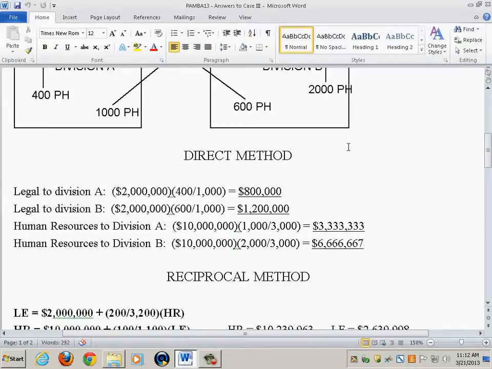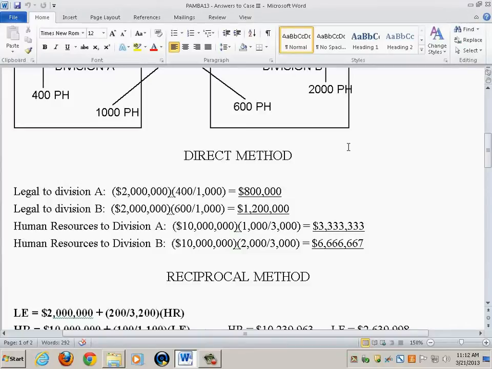And here are the allocations. So legal allocates to Division A and B the $2 million in costs, and it allocates by the ratio of person hours it devotes to each division over the total number of person hours it devotes to both, which is 1,000. So it's an allocation of 400 over 1,000 and 600 over 1,000 respectively to Divisions A and B. You get the allocations of 800,000 and 1,200,000. And human resources does the same. And again, it's only direct allocation because we ignored the reciprocal relationship.